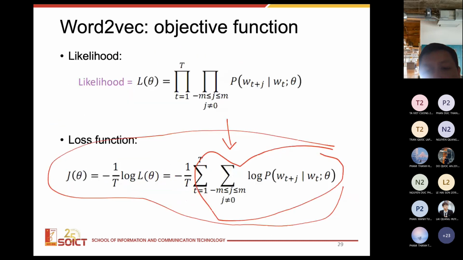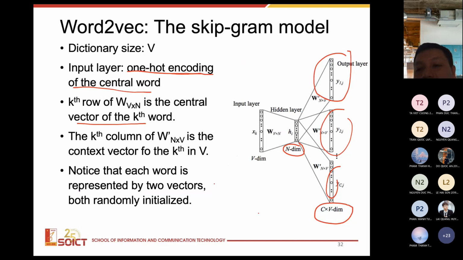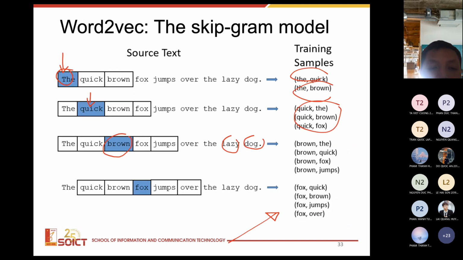Ví dụ nếu chúng ta nhìn trong network này, chúng ta hình dung thế này. Với một input word, một word đầu vào, thì chúng ta muốn predict những word ở đầu ra và maximize the possibility vì word ở đầu ra này chính là word ở trong context. Ví dụ nếu chúng ta đưa đầu vào là từ quick này, thì chúng ta muốn probability có từ brown ở đầu ra này cao.